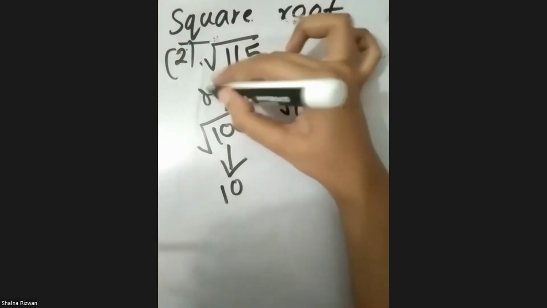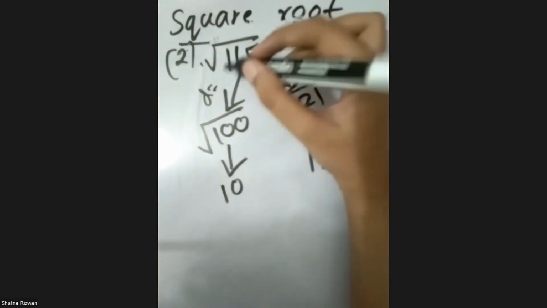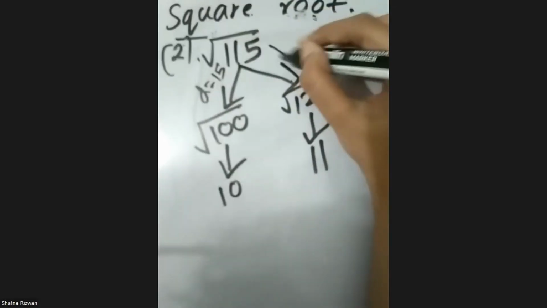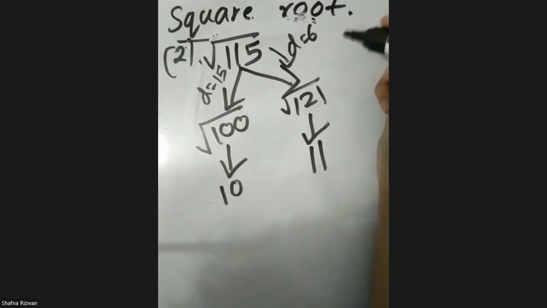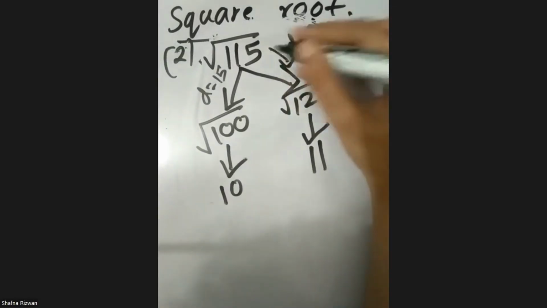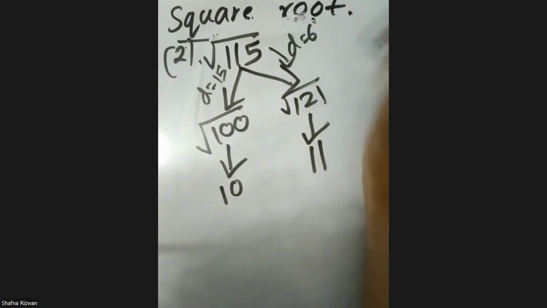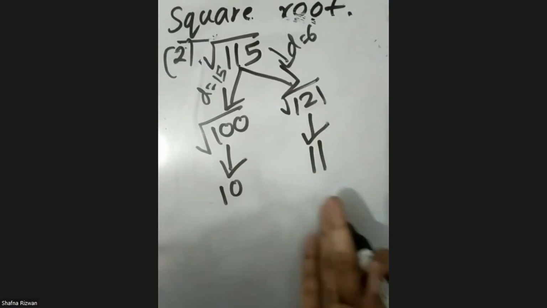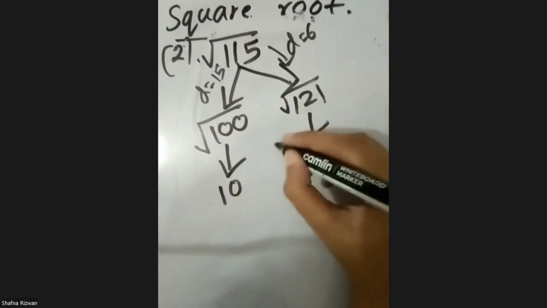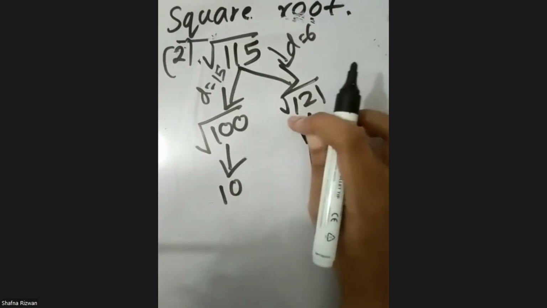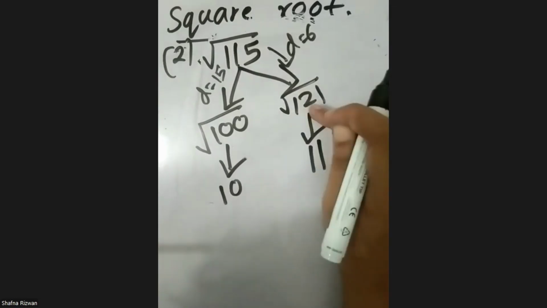After that, see the difference between 115 and 100. That is 15. Difference between 115 and 121, that is 6. Okay, so what's the closest value? That is 121. Then now what are we going to do? We are going to take from here only. Okay, 10.5, 10.6, something like that only we will get. Because here closer means 10.5, 10.6, 10.7 like that.